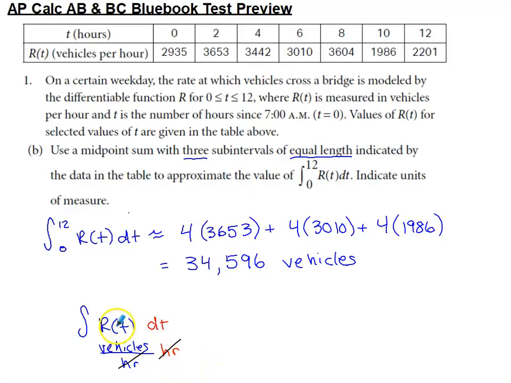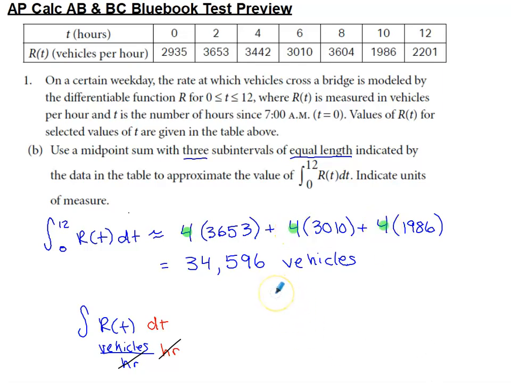If I do the integral of r of t with respect to t, r of t has units of vehicles per hour. This differential, dt in this case, has the same units as the horizontal axis variable. So when I take the product of vehicles per hour and hours, the hours cancel and I'm left with units of vehicles. Now the Riemann sum says 3 subintervals of equal length. If my interval goes from 0 to 12, my equal length subintervals are going to be 0 to 4, 4 to 8, and then 8 to 12. So each of my subintervals has a width of 4 units.